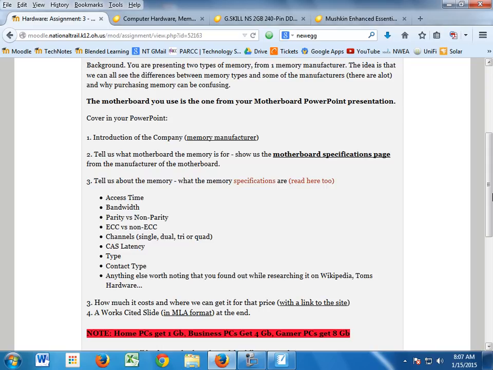So you have to tell us access time, not all of them list that. Bandwidth, that's the speed, whether it's parity or non-parity, ECC or non-ECC. Does it do single, dual, tri, quad channel? You're going to read an article on that. What kind of latencies does it have? What kind of contacts? Contacts could be gold or they could be tin. Okay? Gold contacts are way better than tin contacts.